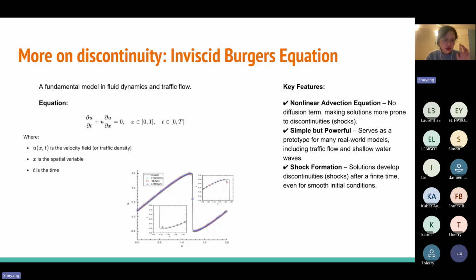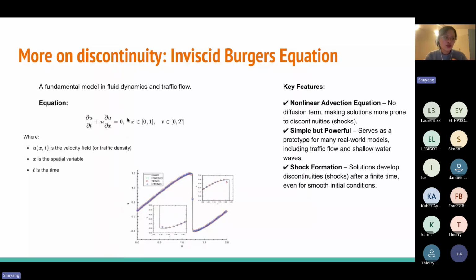Just one more word on the discontinuity I've talked about before. Here is an example. We can see a discontinuity in the solution of the equation. This is the inviscid Burgers' equation. This equation looks very similar to the equation I showed you before, just without the right-hand side.